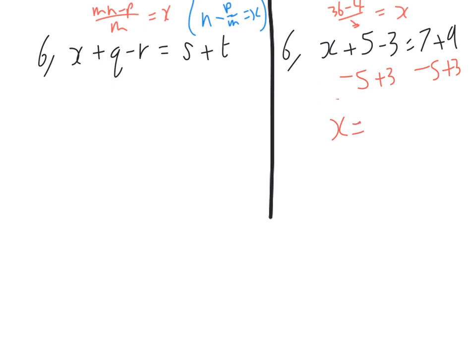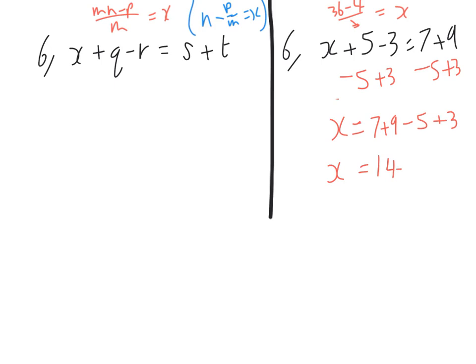On the right hand side, I've got the 7 and the 9. I've got to take off 5, and I've got to add 3. And then my answer would just be that simplified. So in this case, that would be your 16. Take away 5 is 11, plus 3 is your 14.